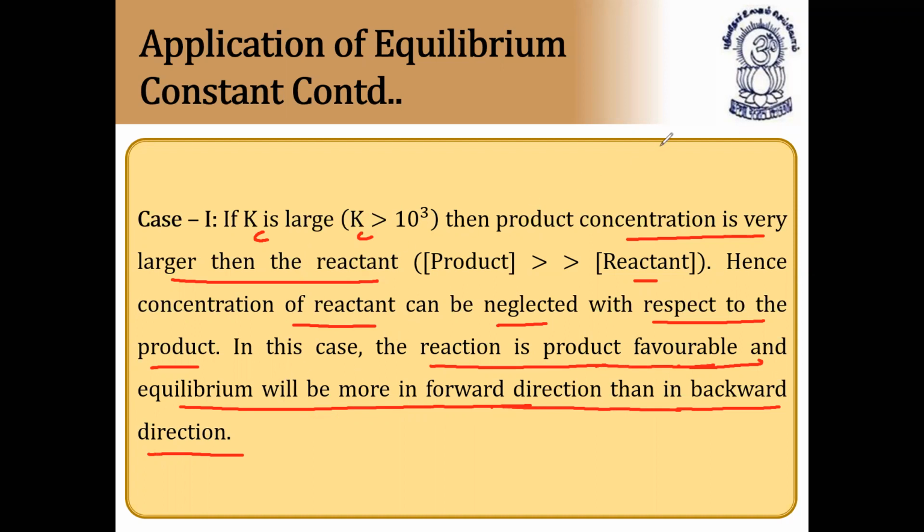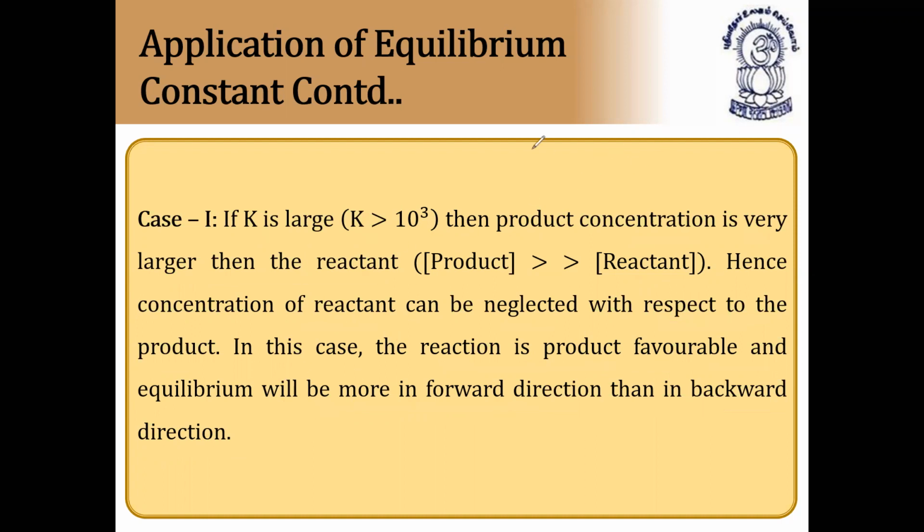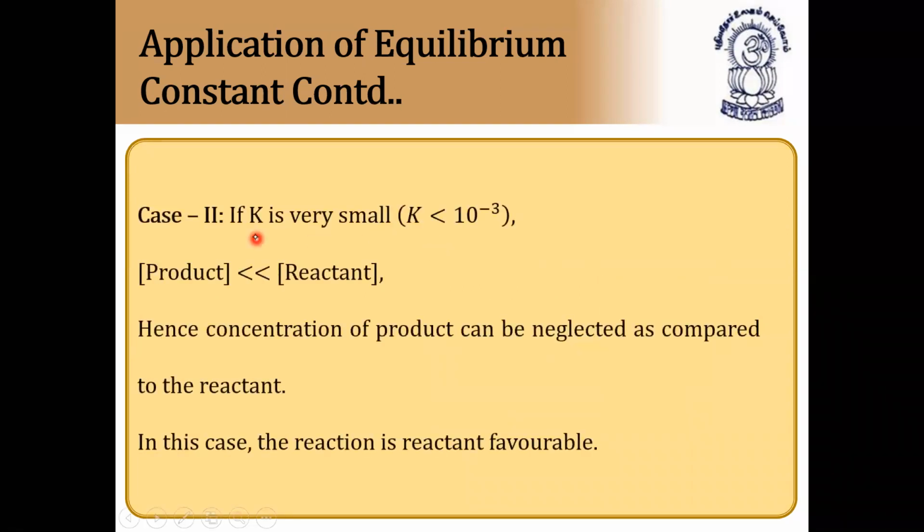Similarly, if K is very, very small, that is less than 10 to the power of minus 3, the concentration of product is far less than the concentration of reactant. It means reactants predominate products.